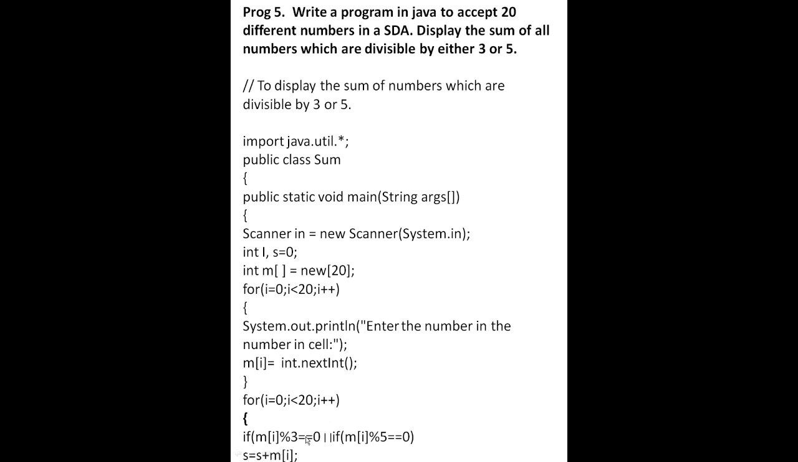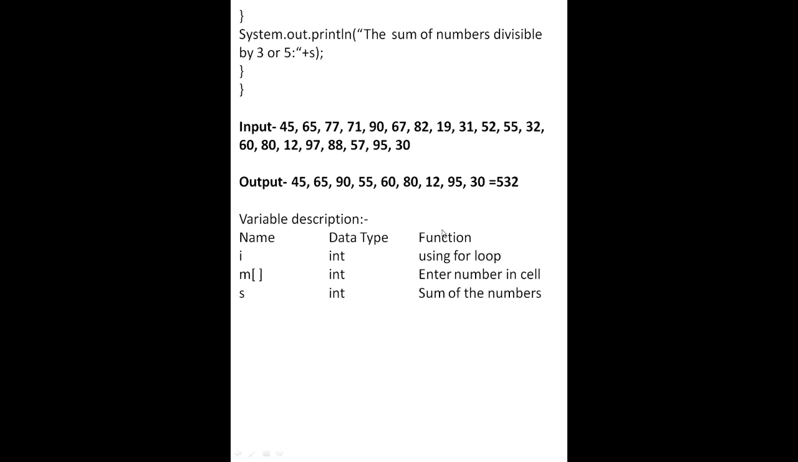m[i]. The numbers which are divisible by 3 are stored here, and those divisible by 5 will also be stored here, and the sum of those numbers will be displayed: System.out.println, the sum of numbers divisible by 3 or 5 plus s. The sum will become s. Then 2 times curly bracket close.